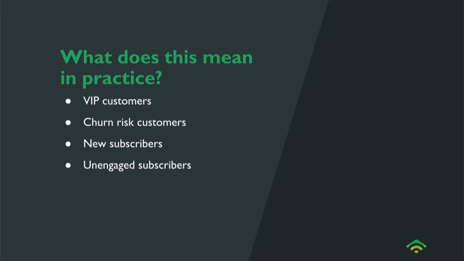So what does this mean in practice? What do these segments actually look like? We're going to run through 4 common examples that our customers are utilizing, and we'll go through what each of the conditions is actually doing. The first one we're going to look at is VIP customers. Then we'll take a look at some churn risk customers, new subscribers rather, and unengaged subscribers.